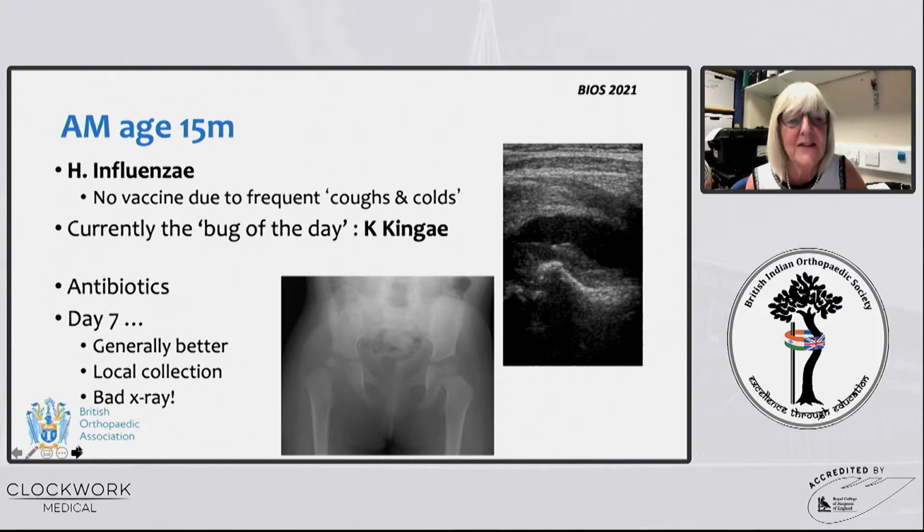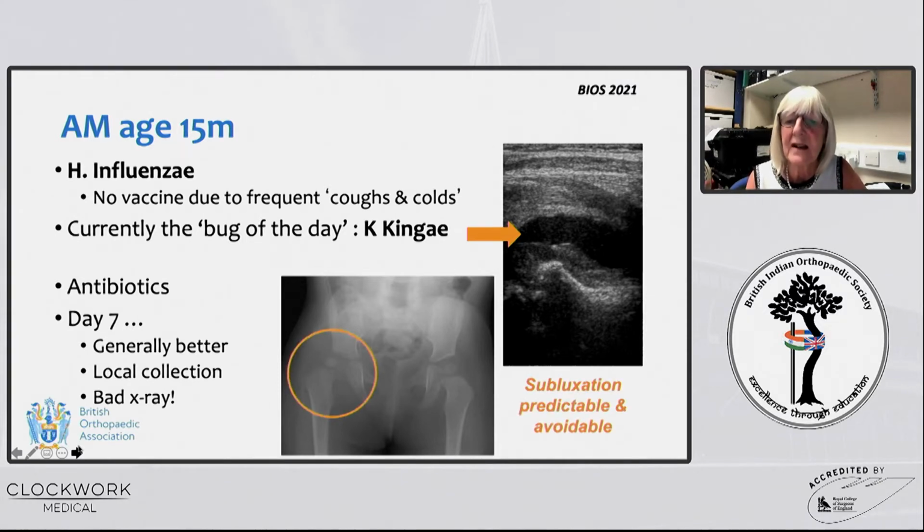We treated her with antibiotics. By day 7, she was generally much, much better, but did seem to have a local collection confirmed on ultrasound scan and an X-ray that was bad. So there's the collection that we did go back and drain on the superficial side, and then we had to deal with her subluxed hip.